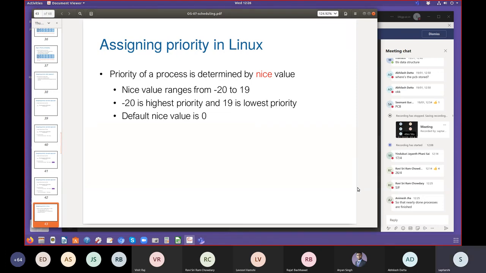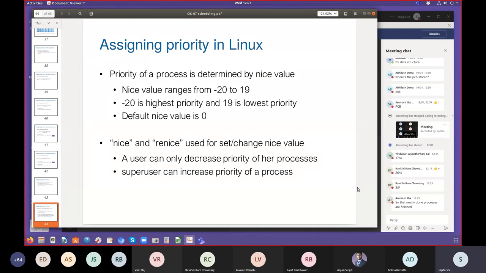Okay. Now, does Linux have a concept of priority? It does. Every process has a value called a nice value, and the nice value determines the priority. A nice value ranges from -20 to 19, where -20 is the highest priority and 19 is the lowest priority. By default, the nice value is 0. That means when you start a normal process, it will start with a nice value of 0. But over time, possibly this priority might change.